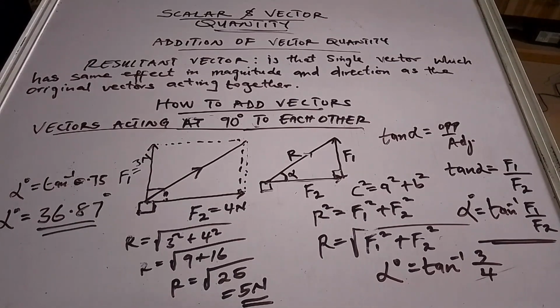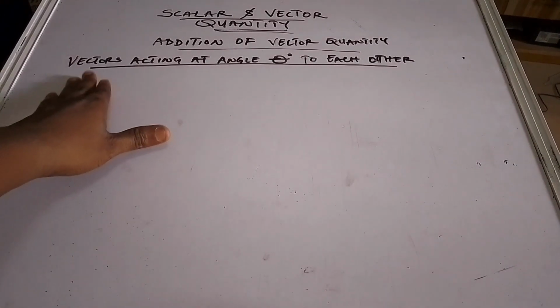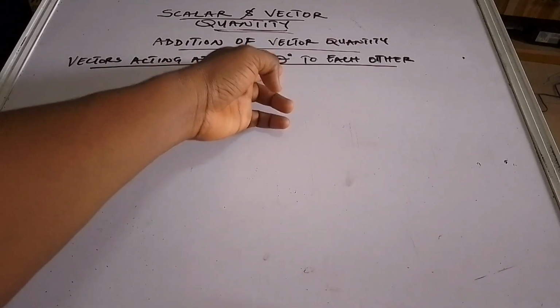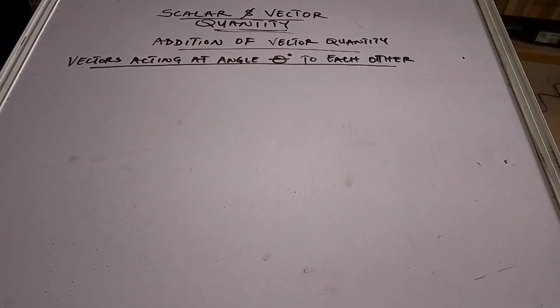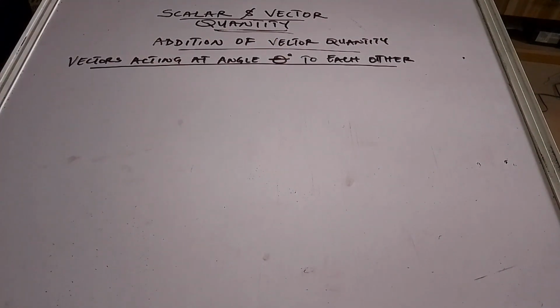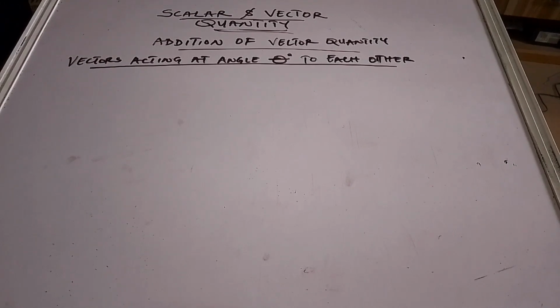Now let's look at another case, which is vectors acting at angle theta to each other. The angle theta here is not 90 degrees, so it could be less than 90 degrees or greater than 90 degrees. When the angle theta is 90 degrees, we solve it as in case 3, whereby we use Pythagoras theorem. But when theta is less than or greater than 90 degrees, how do we resolve this? We resolve this vector by using what we call the parallelogram law of vectors.